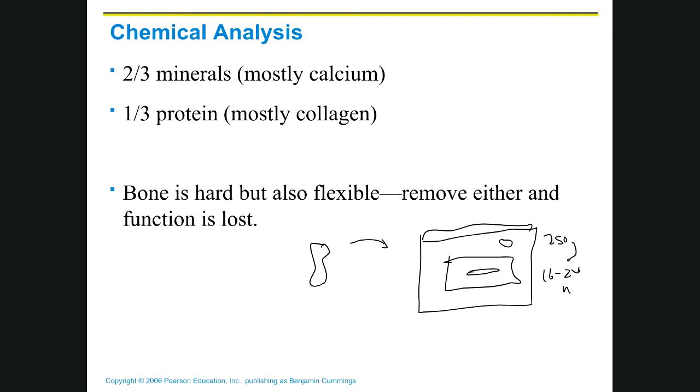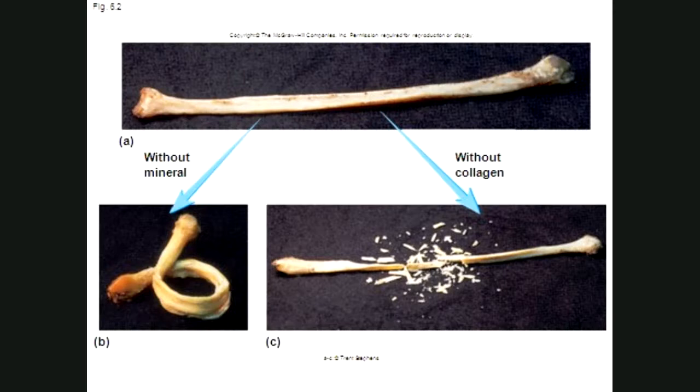But what's going to happen is this heat is going to cause the protein to burn away. And so when you take it out of the oven, it's going to look just like it did when you put it in, but it doesn't have any protein in it. And if you just drop it on the counter just a few inches, this is what's going to happen to it. It's just going to shatter. That's because there's no protein holding the bone together. It's still hard, but it's very, very brittle.